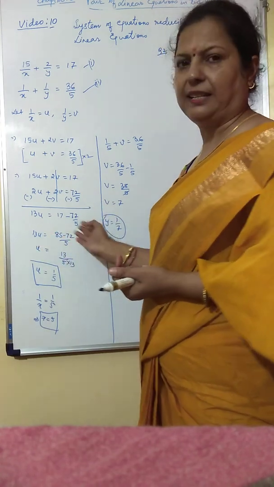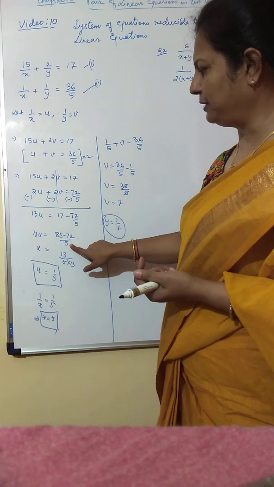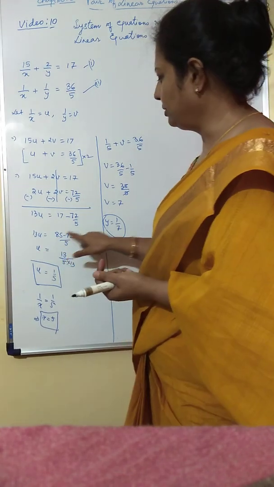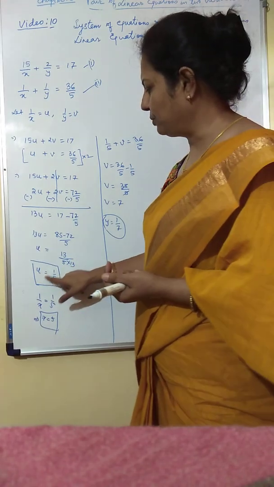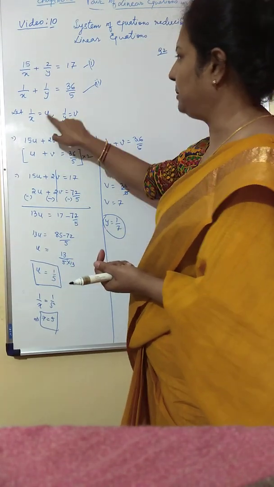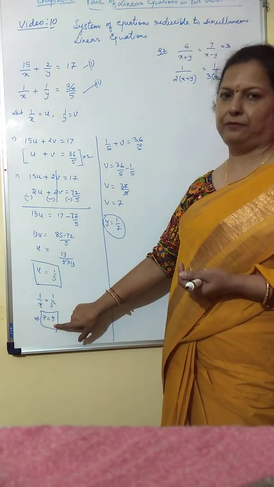Now I simplify taking LCM. So 13u is equal to 85 minus 72 by 5, that is 13 by 5. So u is equal to 13 by 5 divided by 13. So you get u is equal to 1 by 5, thereby implying 1 by x is 1 by 5, and hence you get x is equal to 5.